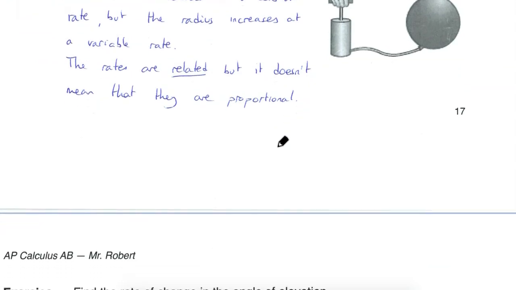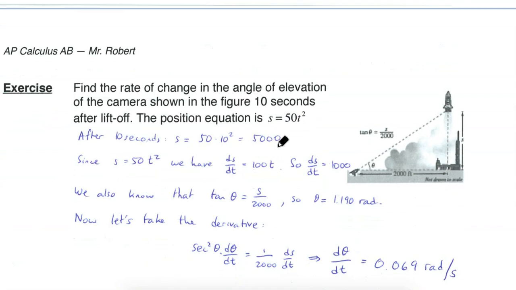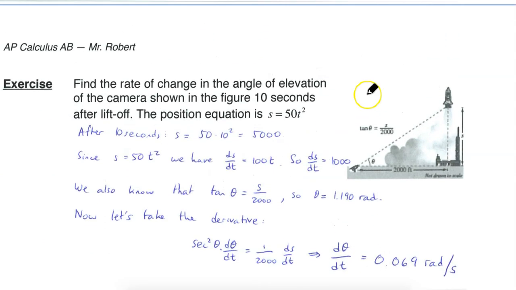The rates are related, but it doesn't mean that they are proportional. All right, second and last example in this difficult section. Find the rate of change in the angle of elevation of the camera shown in the figure.